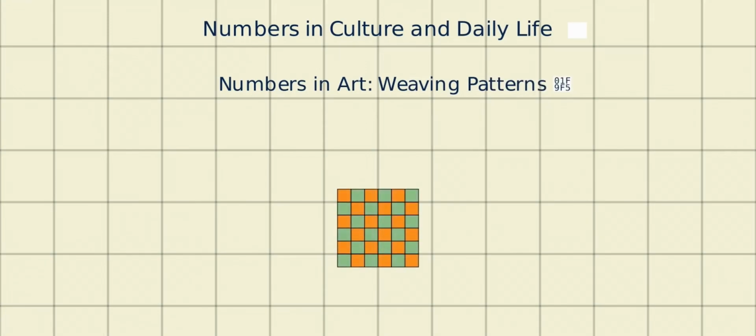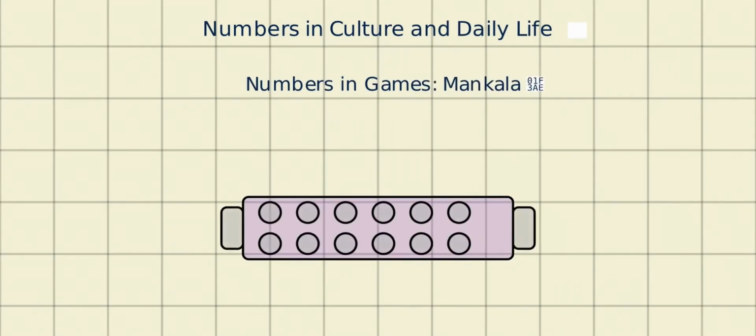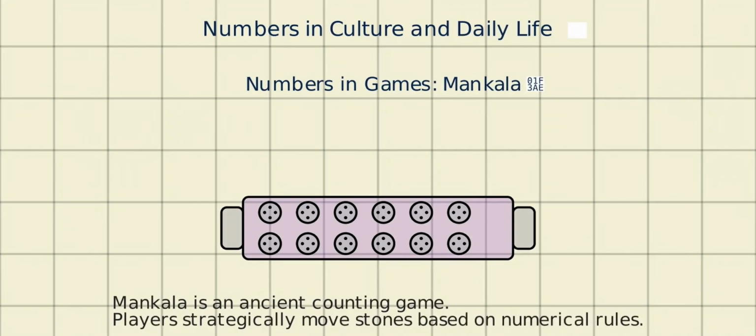In traditional weaving, artisans use numerical patterns. They calculate thread counts and create repeating sequences based on mathematical rules. Mancala is an ancient counting game played across Africa and Asia. Players strategically move stones around the board according to numerical rules.